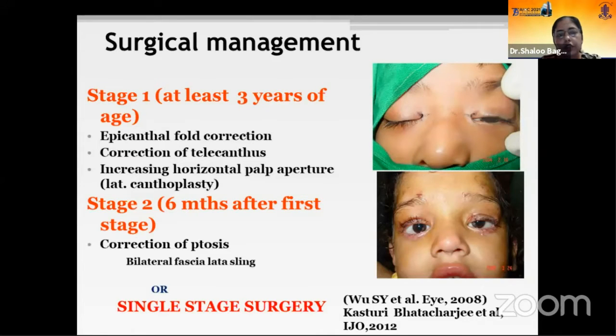The management is usually performed in two stages. Stage one is carried out at least at 3 years of age, where the epicanthal fold is corrected along with telecanthal correction and lateral canthoplasty, which we combine if we want to increase the horizontal palpebral aperture. The second stage of ptosis correction is performed 6 months after the first stage. However, if there are milder signs, then we can go for a single stage surgery in these cases.